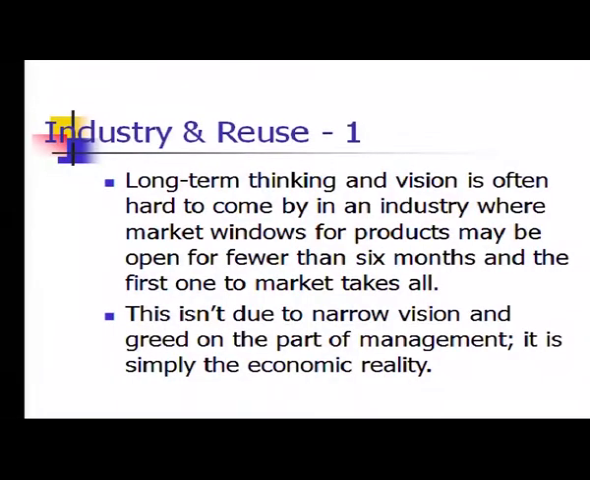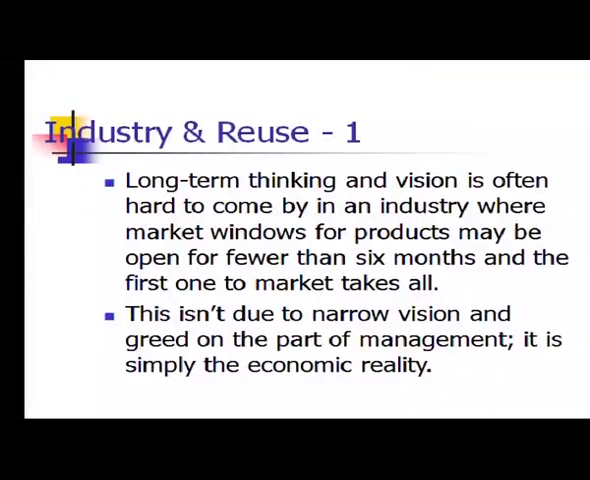Long term thinking and vision is often hard to come by in an industry where market windows for products may be open for fewer than 6 months. That is what I have been trying to tell: 1 year life cycles, 6 months most of the time, lean teams dominated by agile. This is not due to narrow vision and greed on the part of management, it is simply the economic reality. Software economics have gone that way for many reasons, not because of lack of vision, not because of lack of technical depth, but just the business reality.